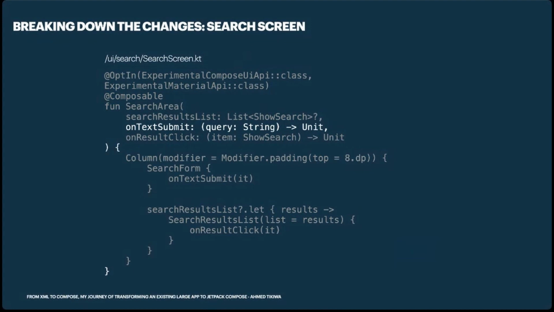So on text submit will be invoked when the user has entered the search query. This event is hoisted up from the search form composable all the way up to search screen. Then on result click is an event invoked when the user clicks on the search result items. This event is hoisted up as well, up from the search results list composable all the way up to search screen.